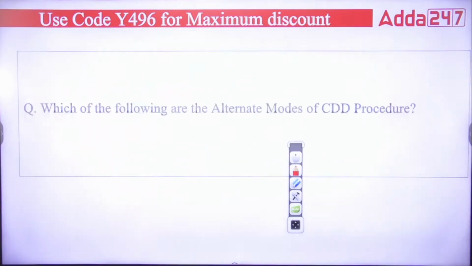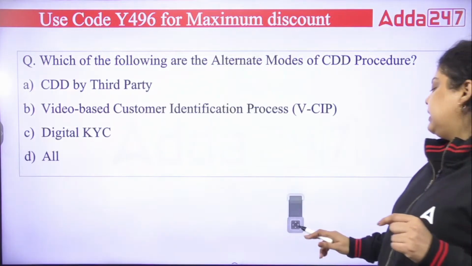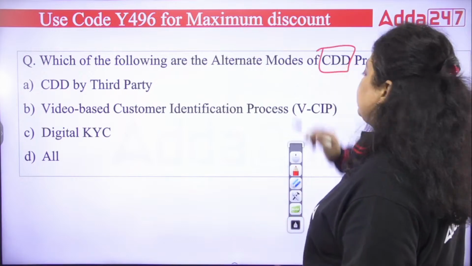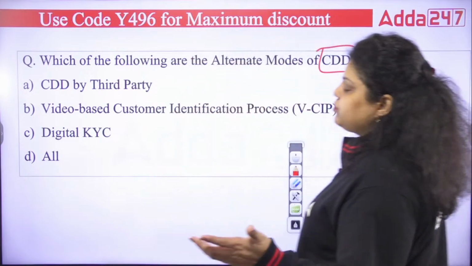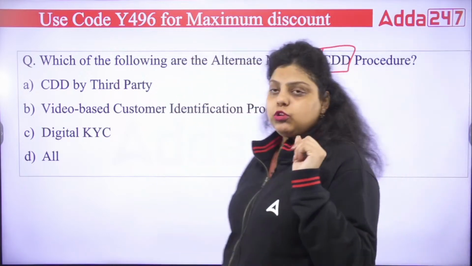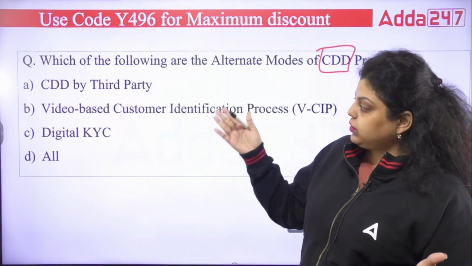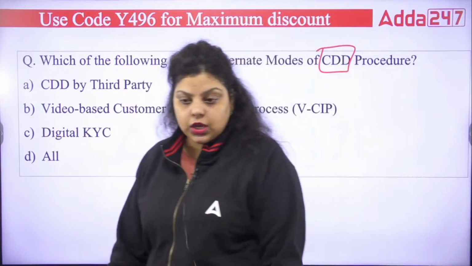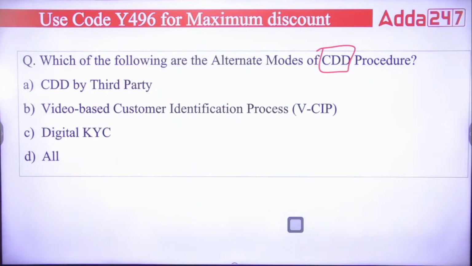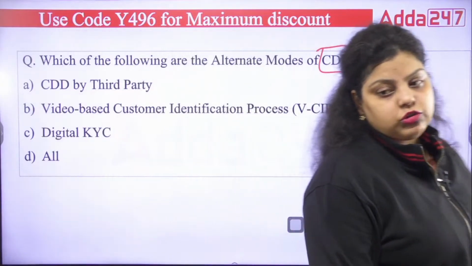Now, next question we have here: which of the following are alternate modes of CDD? So, you have alternate modes of customer due diligence. What are these? First is customer due diligence by third party. Second is video-based customer identification process. Third is digital KYC. And fourth is all of the above. If you want to inspect the customer, which of the following are the ways in which it can be done? A, B, C, or D? Which of the following is correct? CDD by third party, video-based customer identification process, or digital KYC.